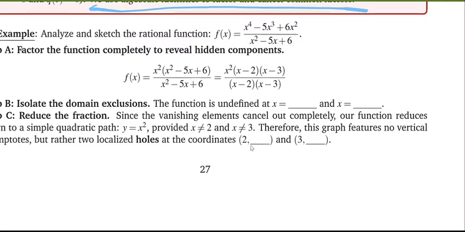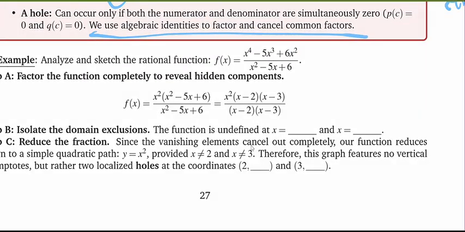Take a look at this function, this one in the example. x to the 4th minus 5x to the 3rd plus 6x squared, divided by x squared minus 5x plus 6. Okay, let's actually factor this as best as we can. Notice, if you will, that in the numerator I can factor out the x squared, much like this, and I can actually keep the rest of the numerator as is. So we factored out the x squared. We can actually factor out more than that. x squared minus 5x plus 6, that's going to be x minus 2 times x minus 3.